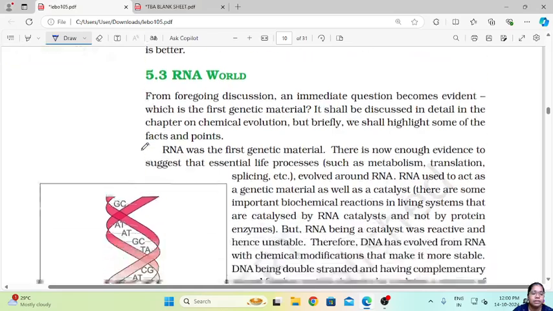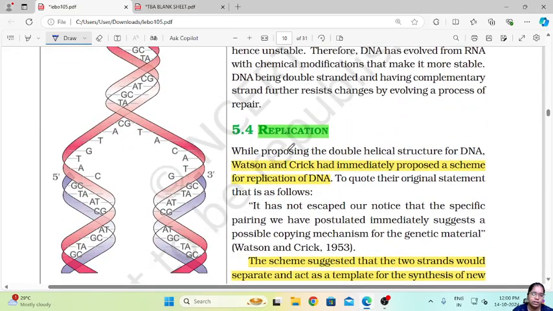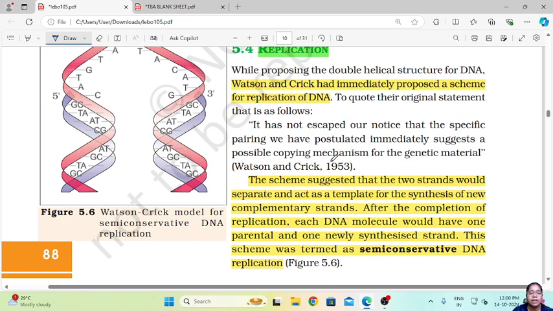So now let us see the replication process. What is replication? Replication is the term which was proposed by Watson and Crick. This scheme suggests that the two strands would separate and act as a template for the synthesis of a new complementary strand. After the completion of replication, each DNA molecule should have one parent and one newly synthesized strand, and this is termed semi-conservative DNA replication.